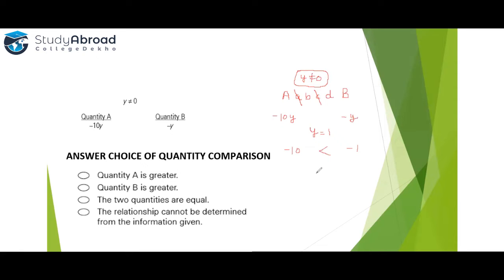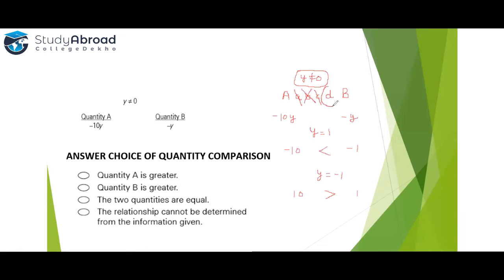Let's try y equals minus 1. I've tried a positive number, and now I'm trying a negative number, so that I might get a different result. So this will become 10, and this will become 1. Which one is greater? Quantity A is greater. Here in this case, quantity A is greater, so I can eliminate answer choice B as well.